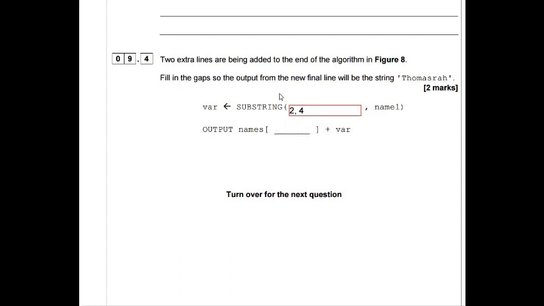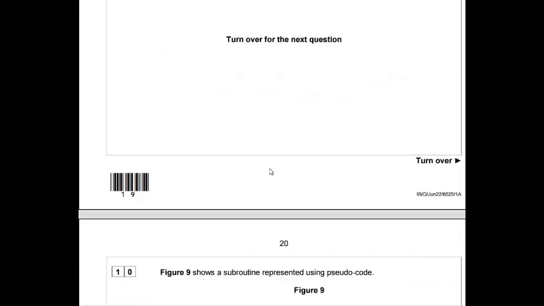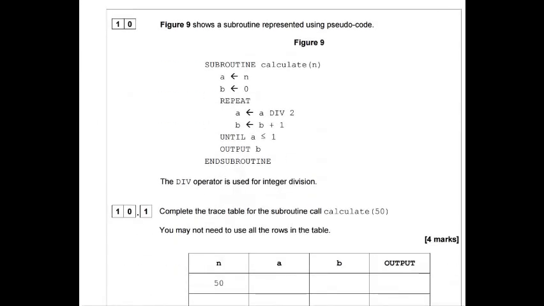Right, and then we need to output names. So if we can correctly identify a 1, that's our mark. Output the name in index 1. And that is question 9 so far. Question 10.